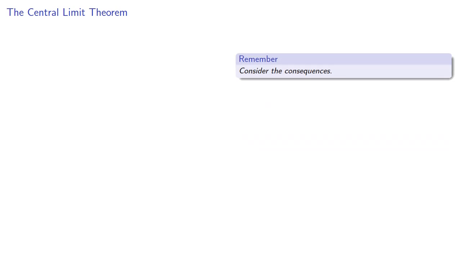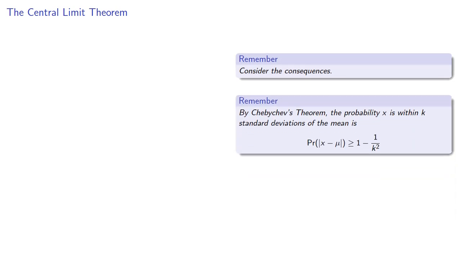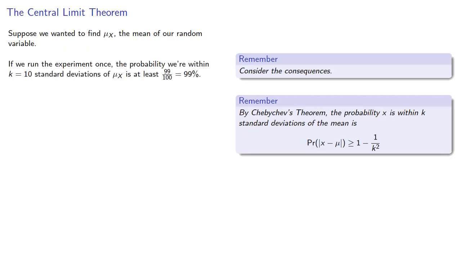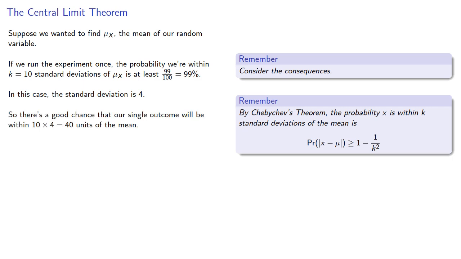Now, it might not be obvious why this is important, so let's consider the consequences. By Chebyshev's theorem, the probability a random variable is within k standard deviations of the mean is going to be at least 1 minus 1 over k squared. Now, suppose we wanted to find μx, the mean of a random variable. If we run the experiment once, the probability we're within, say, 10 standard deviations of our mean is at least 99%. Now, in this case, our standard deviation is 4. So there's a good chance that our single outcome will be within 10 times 4, 40 units of the actual mean.